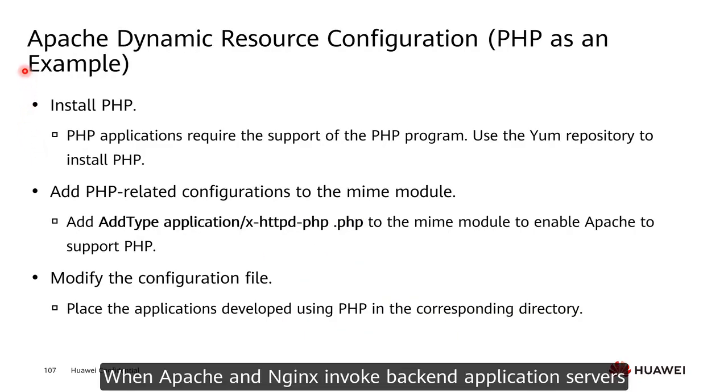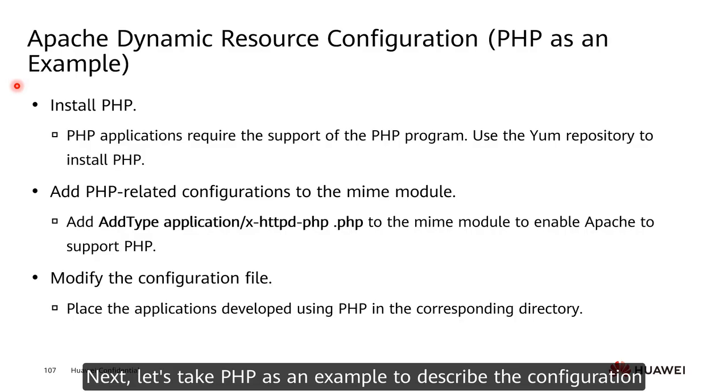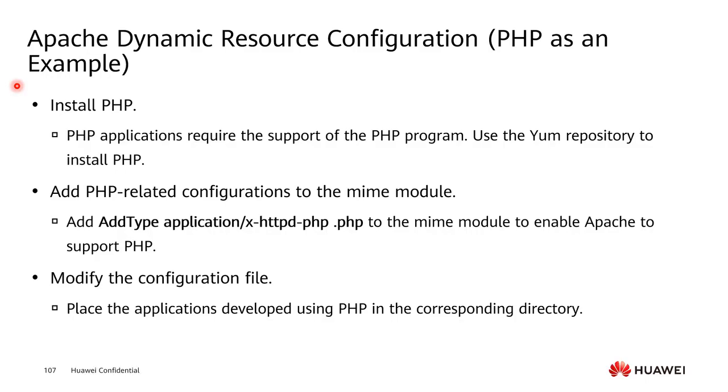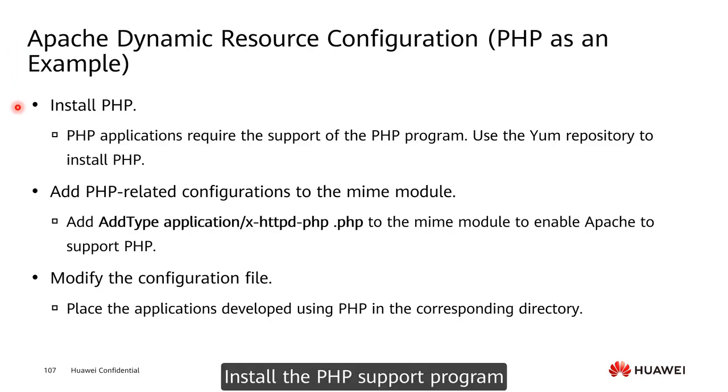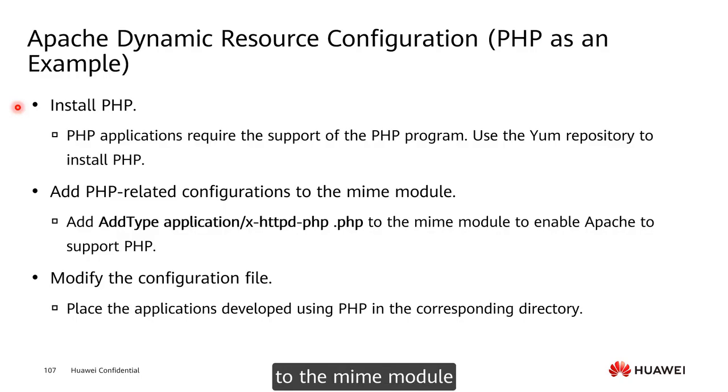When Apache and Nginx invoke backend application servers, related configurations are required. Next, let's take PHP as an example to describe the configuration of Apache and Nginx. First is Apache. Install the PHP support program required by the PHP applications, and then add the PHP-related configuration to the MIME module so that Apache can identify and run the PHP-related programs.